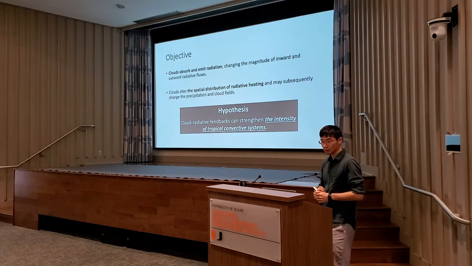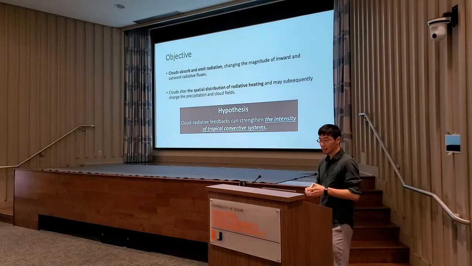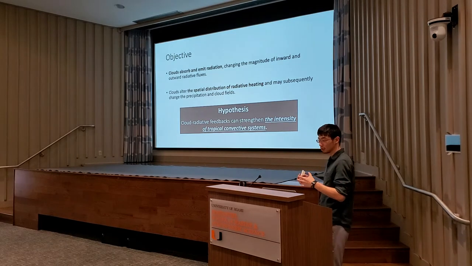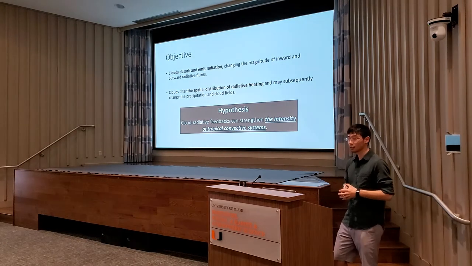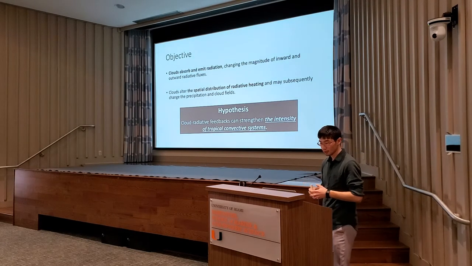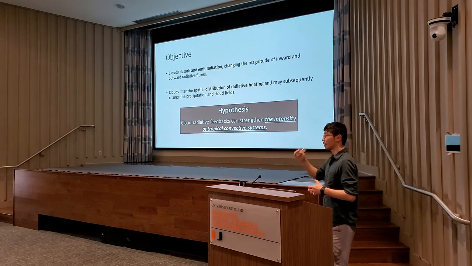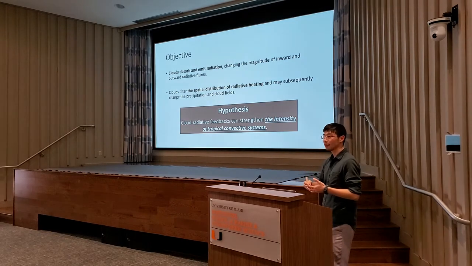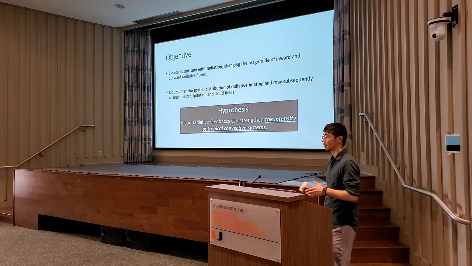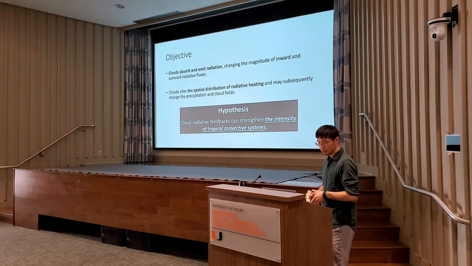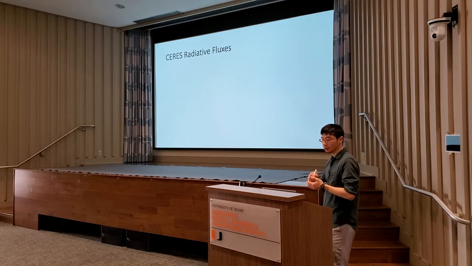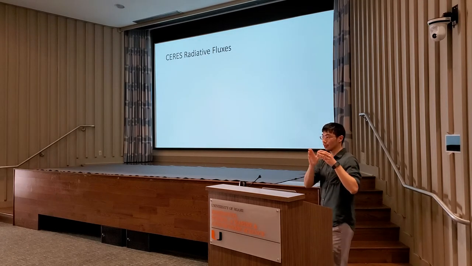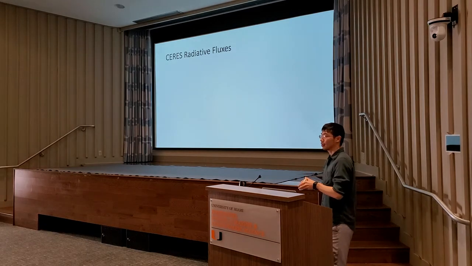So now you know clouds absorb and emit radiation, changing the magnitude of radiative fluxes. Clouds are also able to alter the spatial distribution of radiative heating and may subsequently change the precipitation and cloud fields. We think that the interactions between cloud and radiation can strengthen the intensity of tropical convective systems, which is the tropical cyclone. Here we use NASA CERES measurements of radiative fluxes, trying to investigate whether cloud radiative heating has an influence on TC intensification.